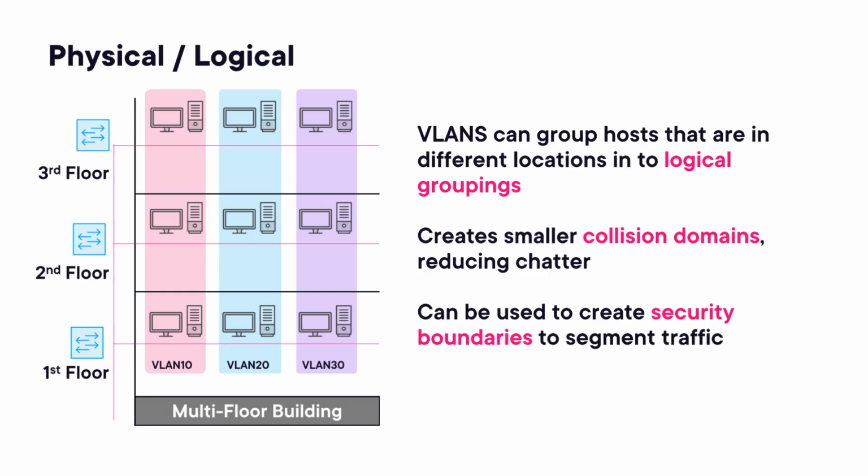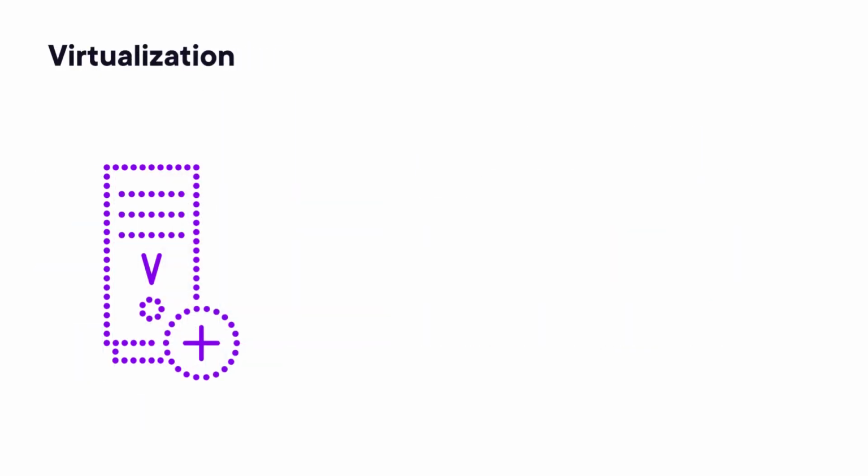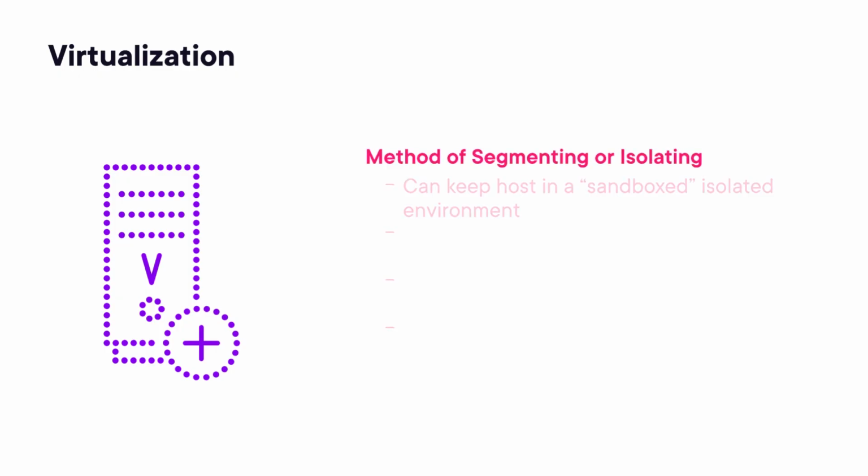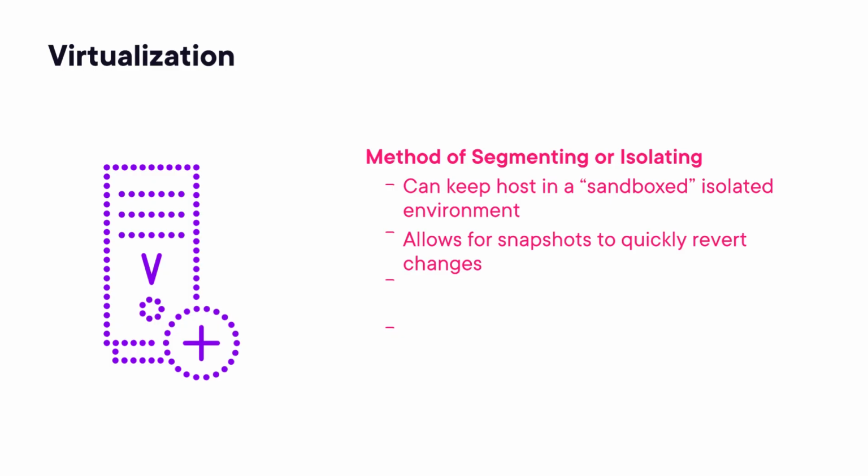Next, we have the concept of virtualization, and virtualization is the method of segmentation or isolating. So, what we are doing is keeping a host in a sandboxed or an isolated environment. It allows for snapshots, allows us to quickly revert changes, and also separates guests from the host hypervisor.